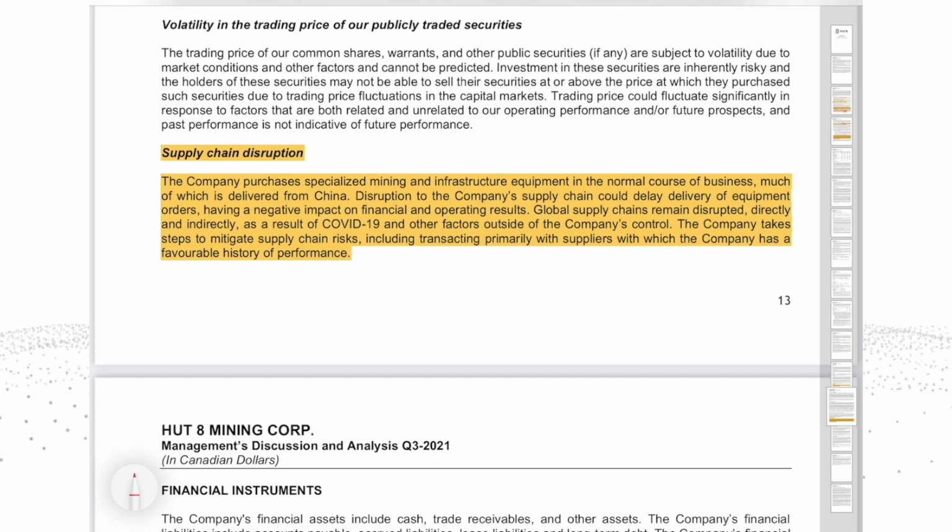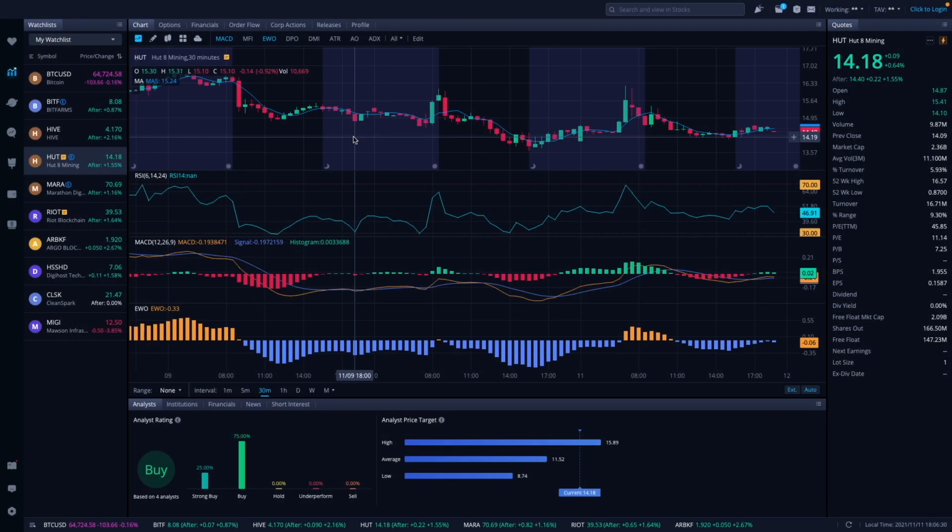And then let's take a look here at the charts really quick on Hut. So here's a chart for Hut. It is now at $14.18. It's up after hours another 22 cents, up 1.5%. It was up not very much today. It was kind of a bland day for all the mining stocks. Most of them were up only 1% or so on the day. Nothing really stood out here.